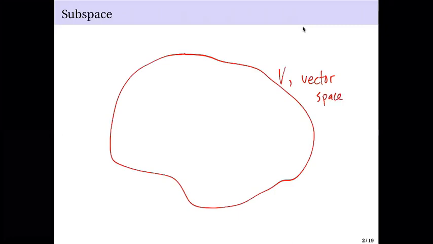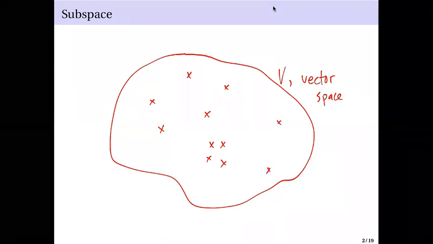This vector space has several elements, and we call them vectors. So suppose these are our vectors. And of course, as I have said, this vector space is not empty. It has at least one element, the zero vector.